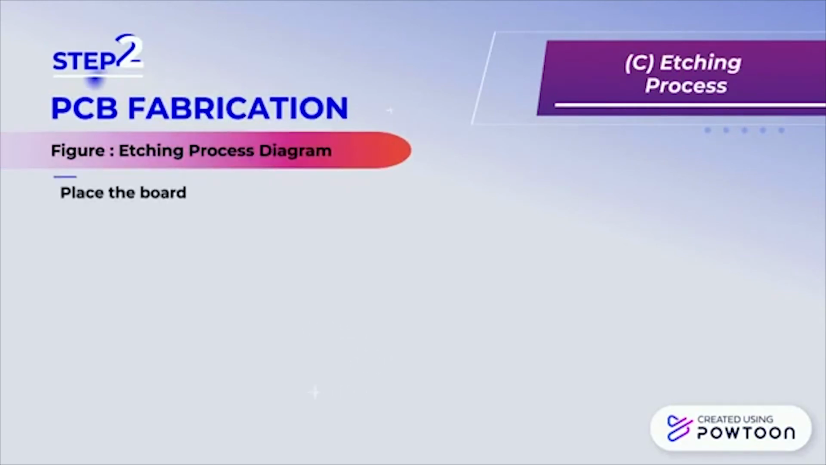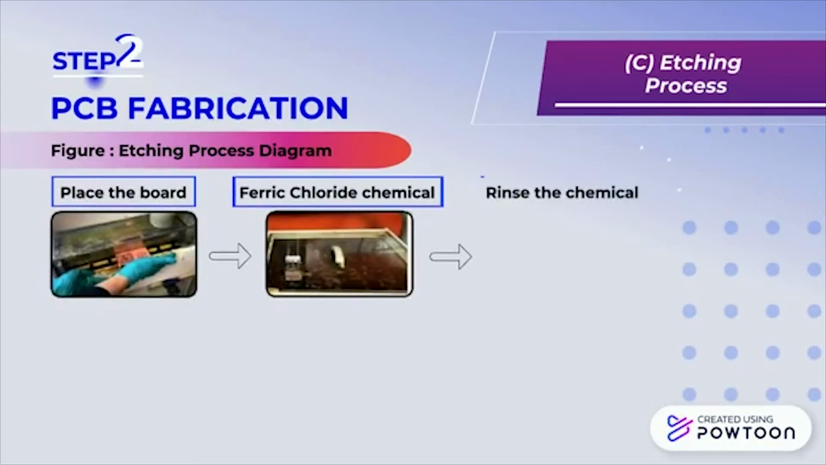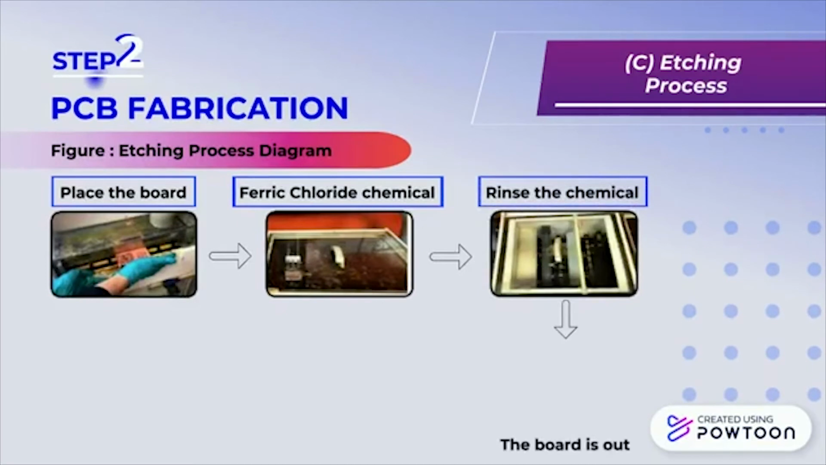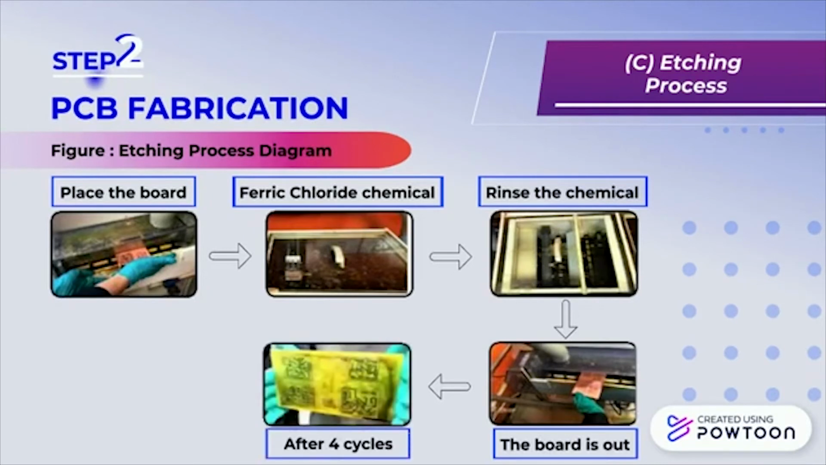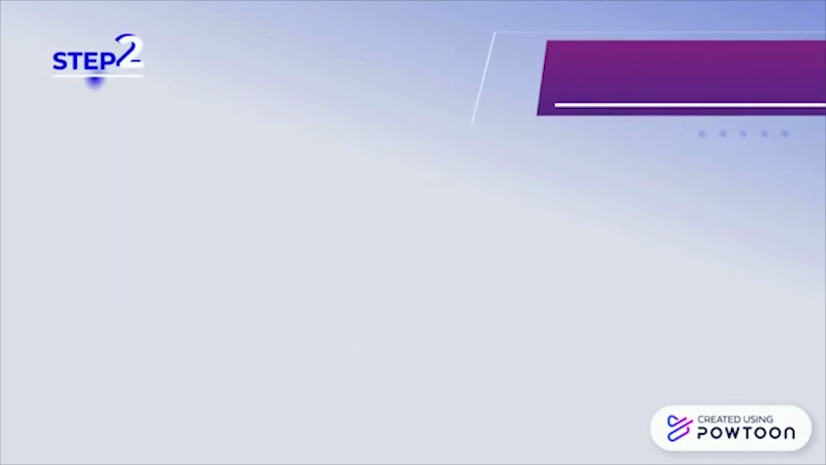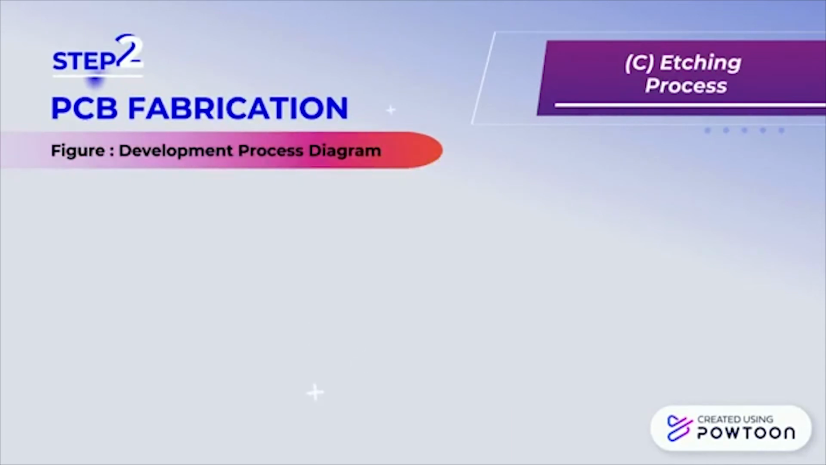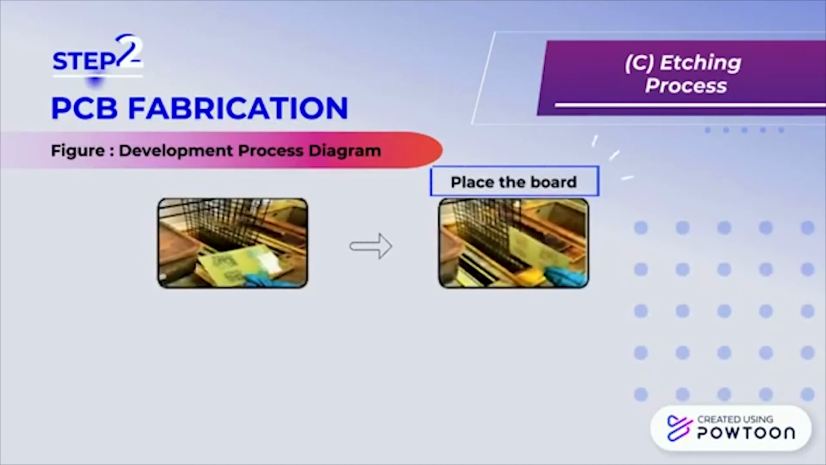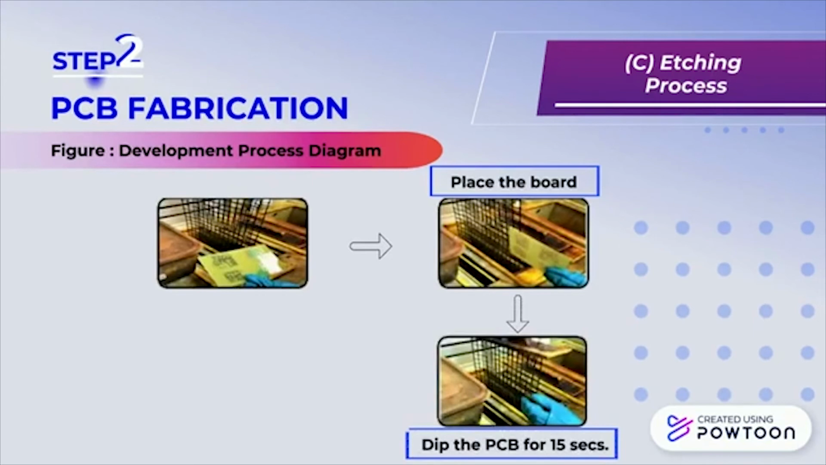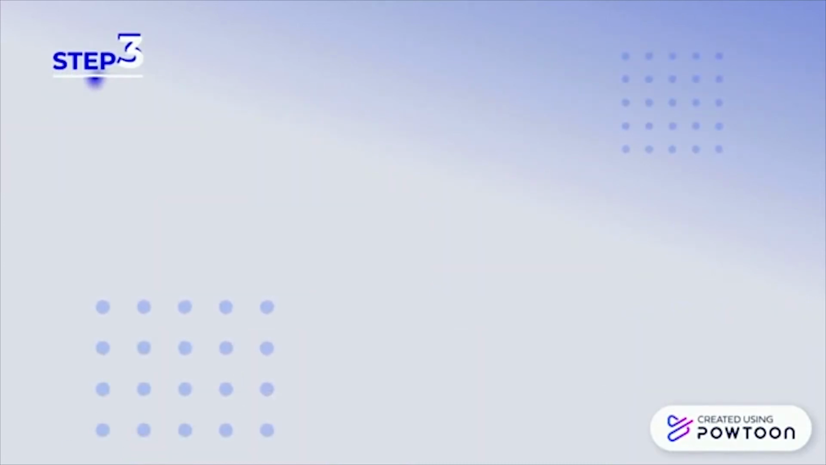etching process diagram. We place the board into the ferric chloride chemical and rinse the chemical. After it is done, the board is out after 4 cycles. Still on step 2, PCB fabrication etching process. The development process is we place the board, dip the PCB for 15 seconds, and after that the copper circuit appears. Step 3, drying process.